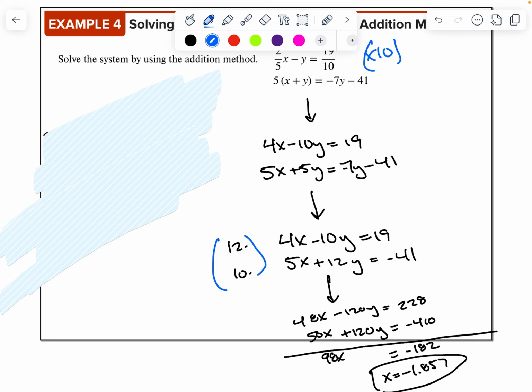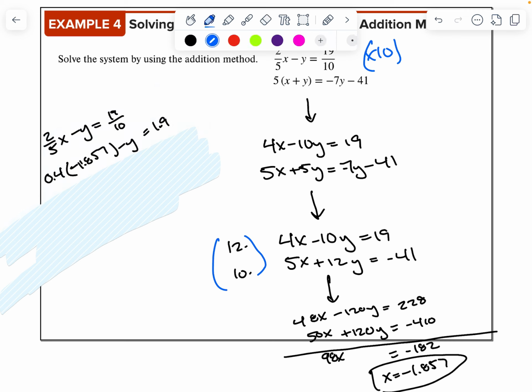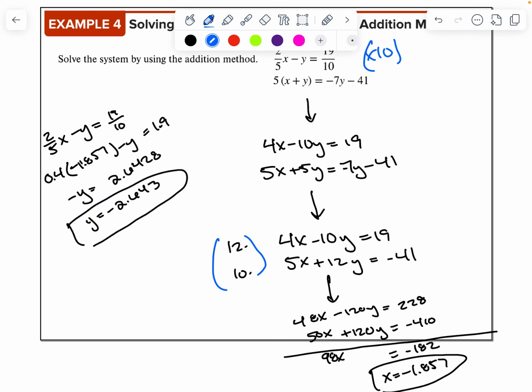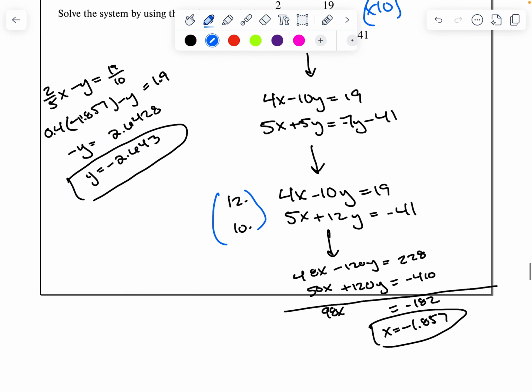Now I can take that x and sub it into any equation that I want up there. We're going to try and choose the easiest one. Sub in x, divide by negative 1, and you get your solution. Again, this does need to be an ordered pair, and so my solution is negative 1.857, comma, negative 2.643.